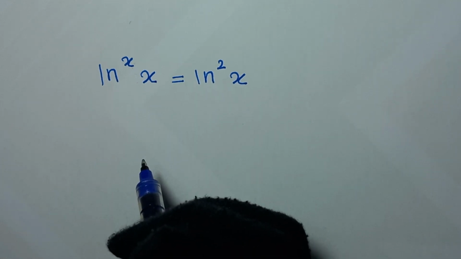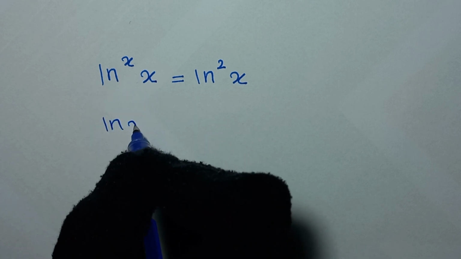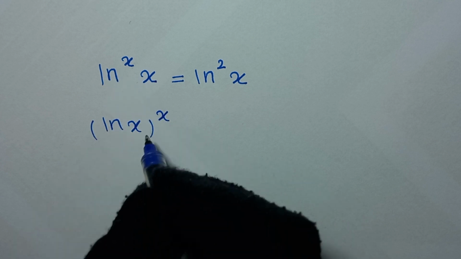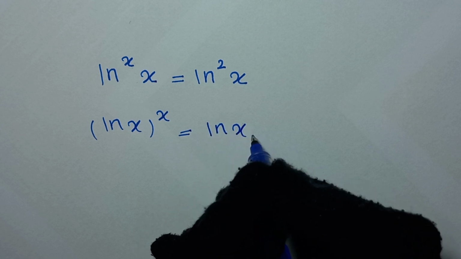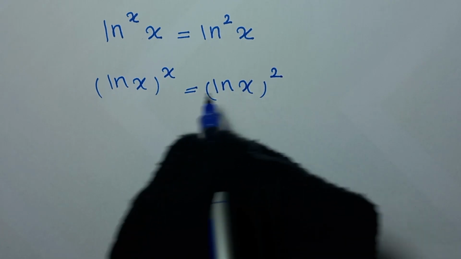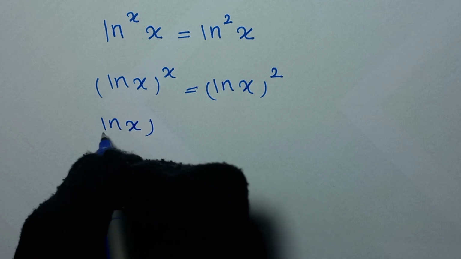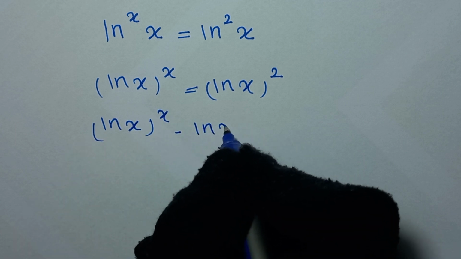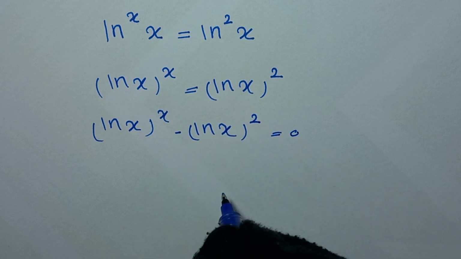Welcome to solve this math problem, which is (ln x)^x = (ln x)^2, to find the values of x. In the first step, we can write this as (ln x)^x, right? We can write this in this form, equal to (ln x)^2. In the next step, we take this to this side and it will be (ln x)^x minus (ln x)^2 is equal to 0.